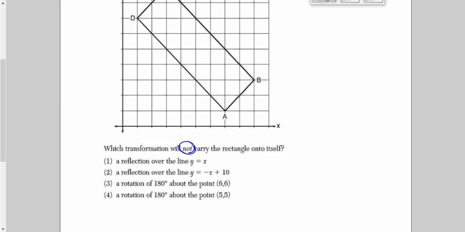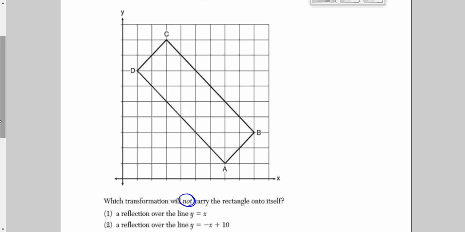Thank you. Well, let's look at them. Reflection over the line y equals x. What is that line? That is the middle one. Well, I don't know about middle line, but it's that line, isn't it? It would map right onto itself, wouldn't it?